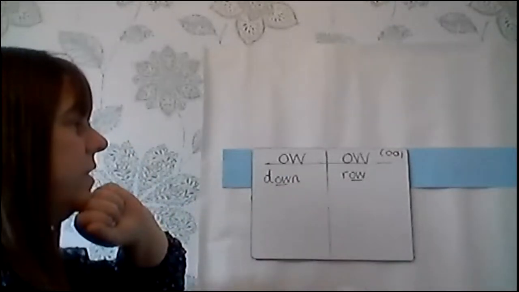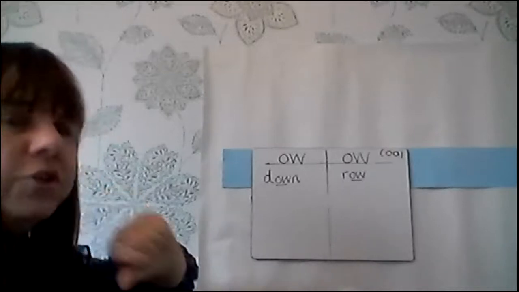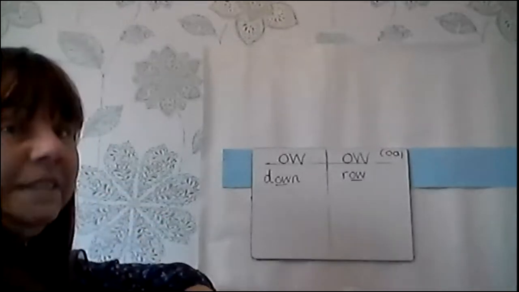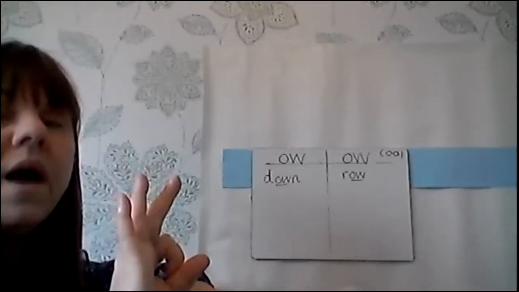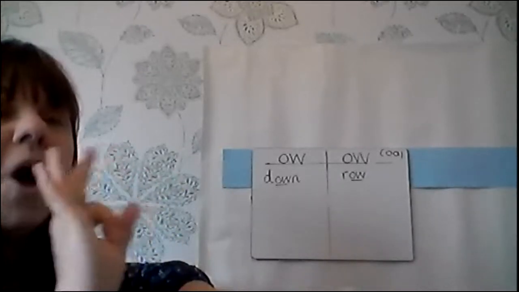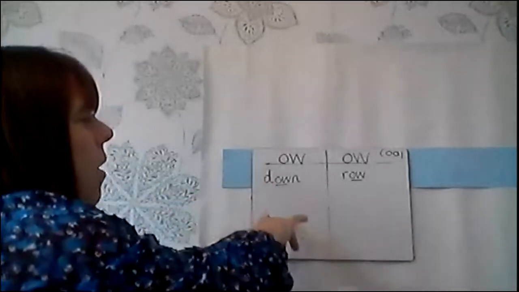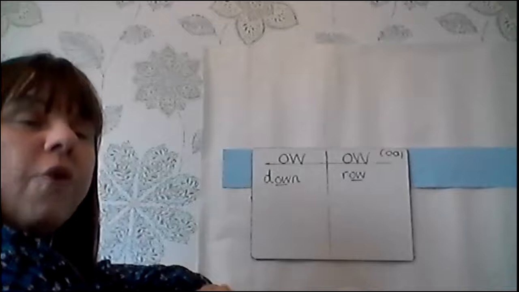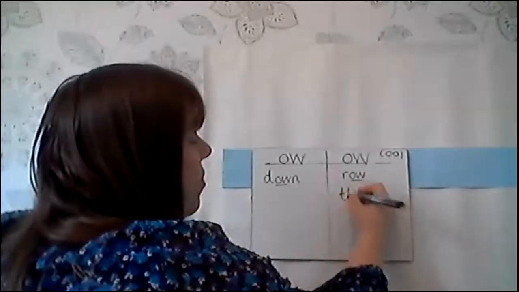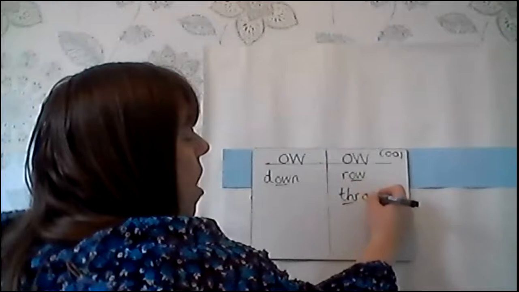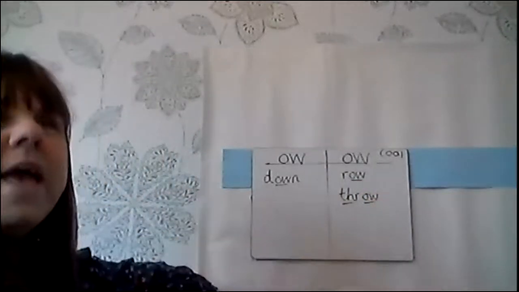My next word is throw. Oh, it's tricky that, Miss Hampson. You're challenging us today. Throw. Shall we try it together? Sound this out. O. And again. O. Throw. O, R, ow. Throw. I can hear the O sound. O.